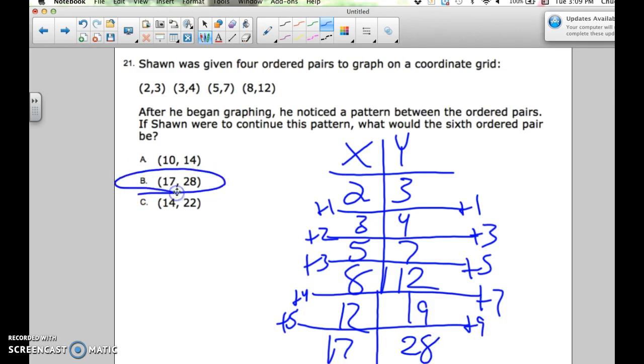We've seen this one in class, but you are going to have to find patterns in your ordered pairs tonight. Does that sound good? You guys feel confident with that one? Feeling pretty good with that one.